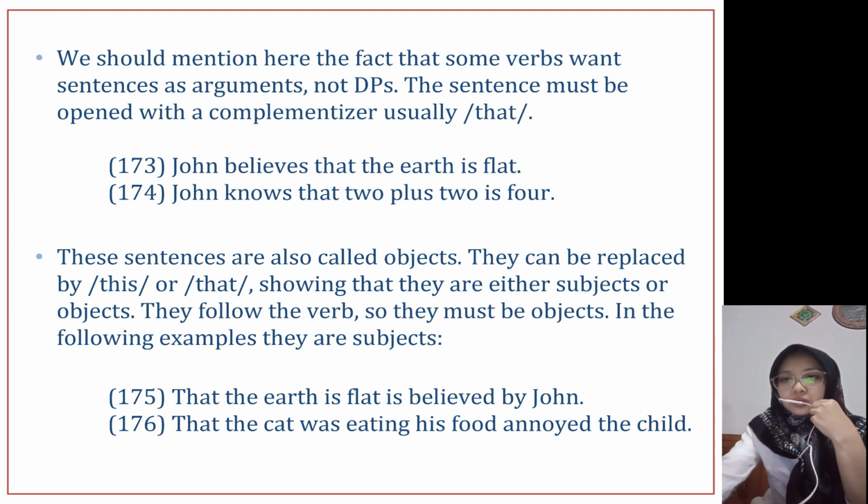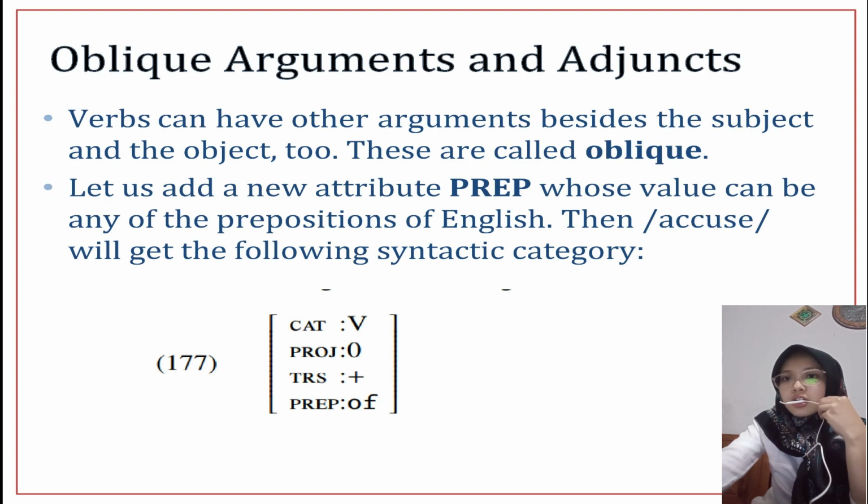Now we continue to the terms oblique arguments and adjunct. Verbs can have other arguments besides the subject and object. This is called oblique. Let us add a new attribute, PREP, for prepositions, whose value can be any of the prepositions of English. Then the word accuse will get the following syntactic category.